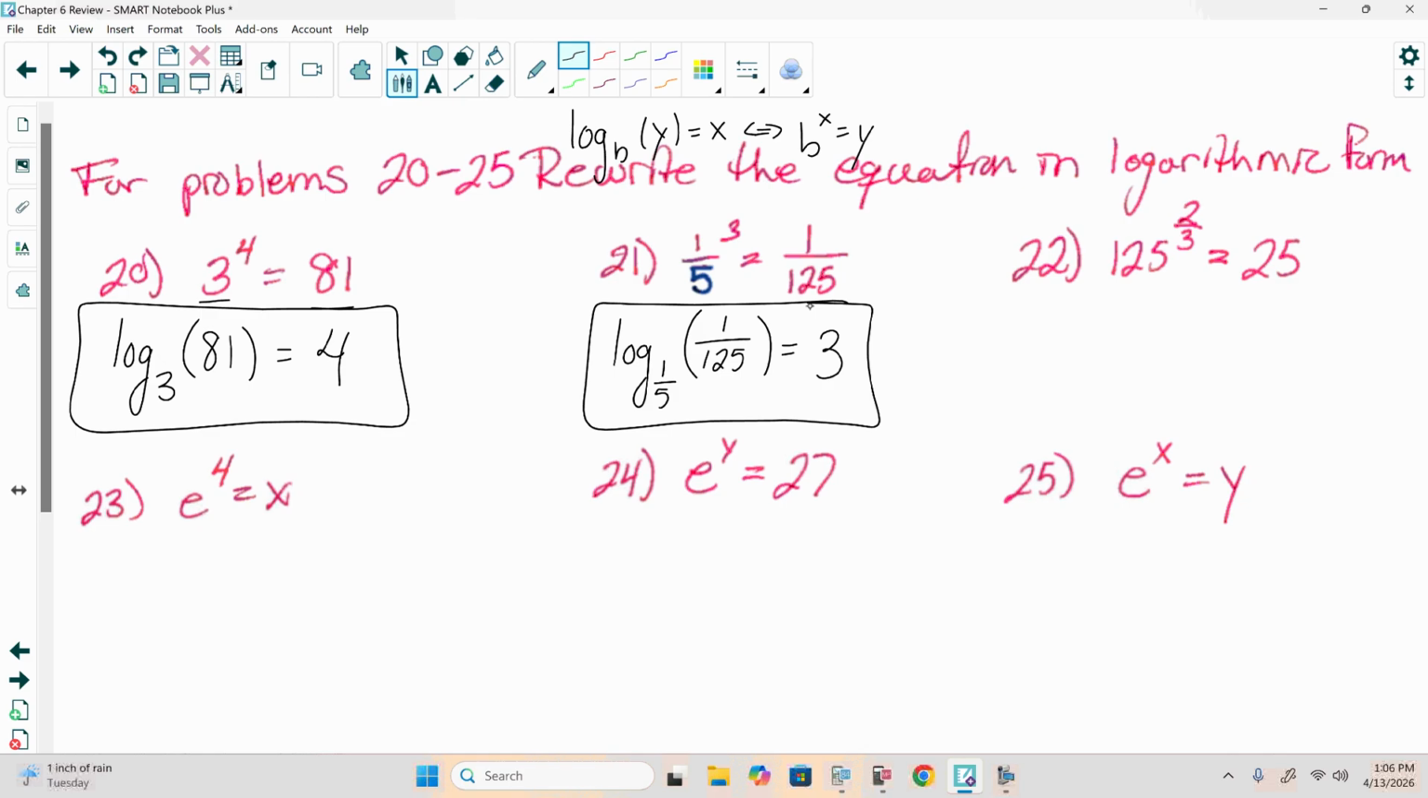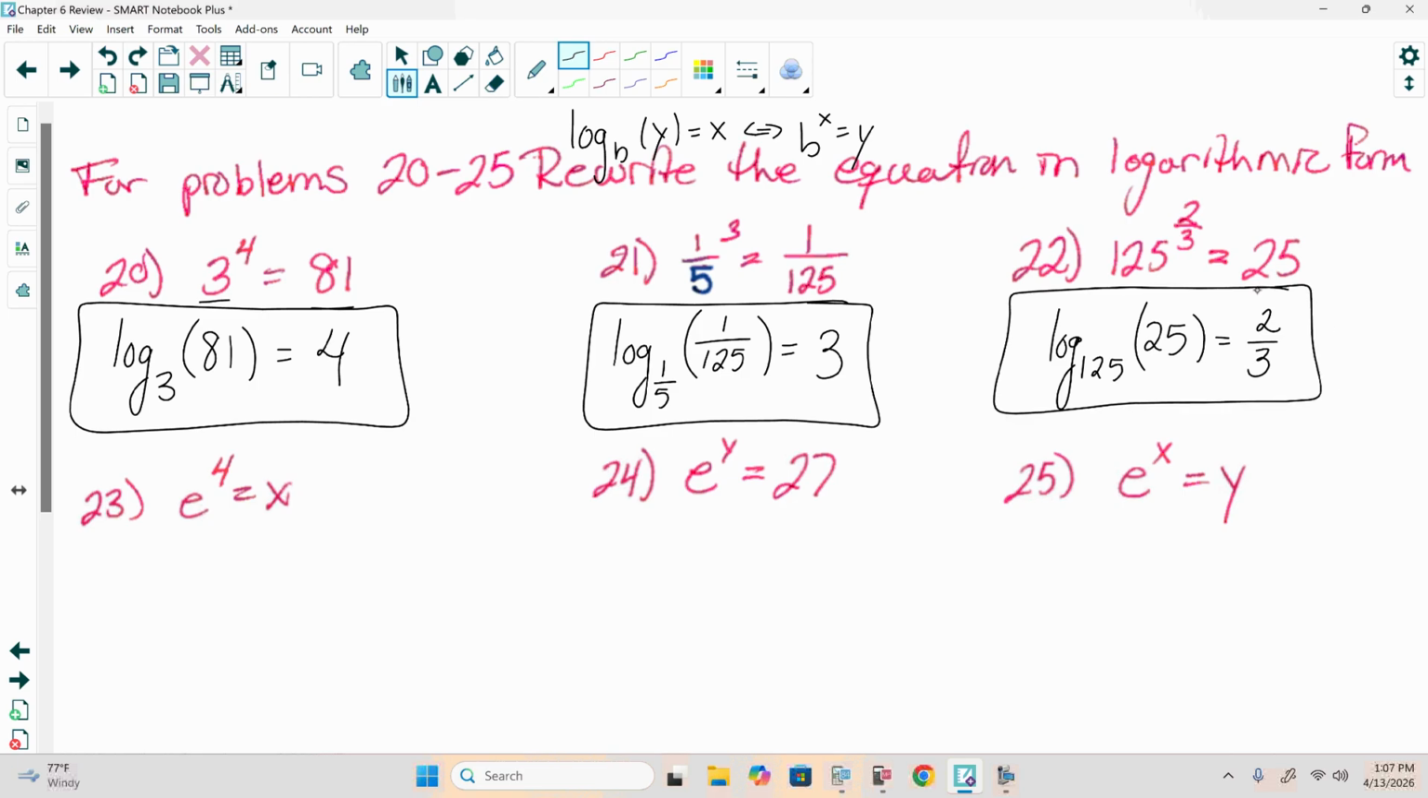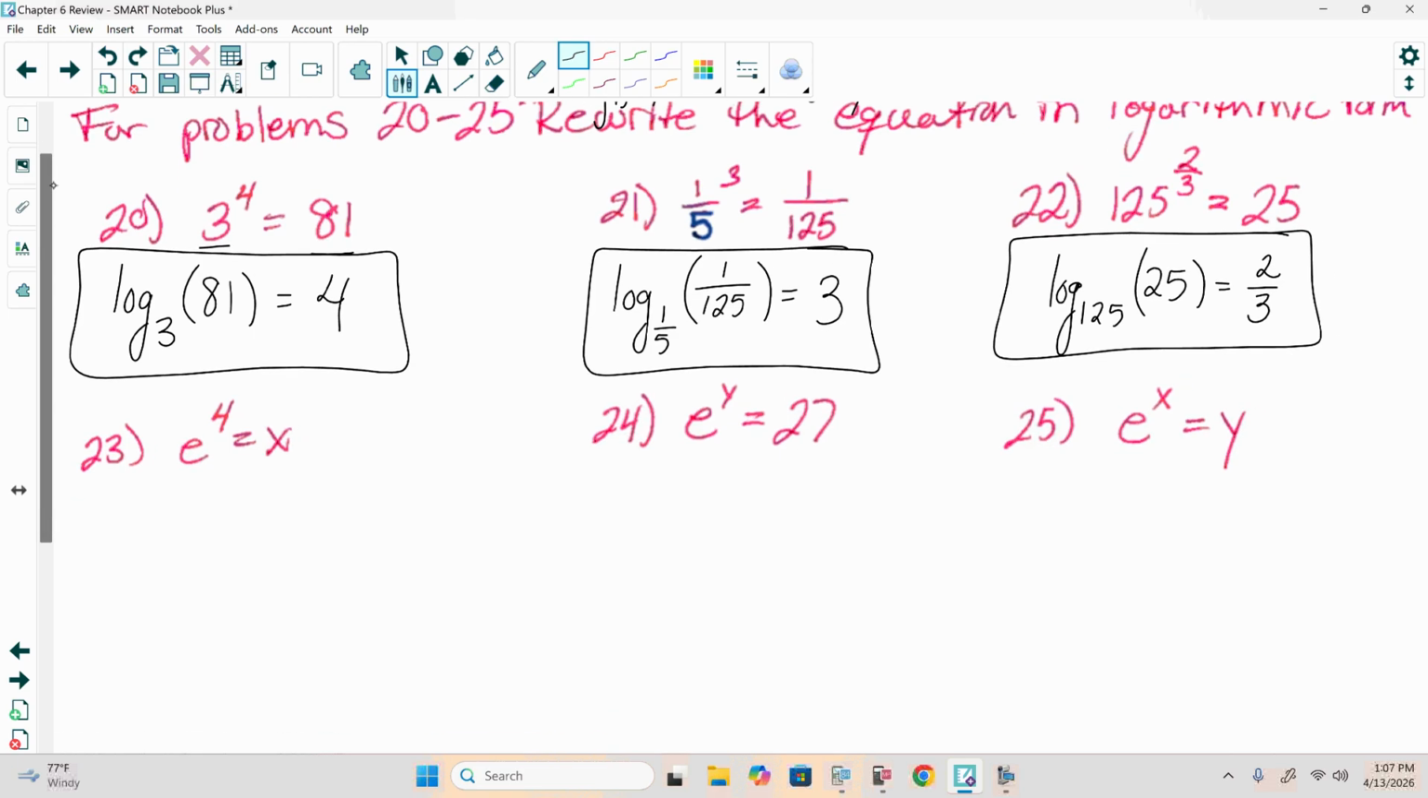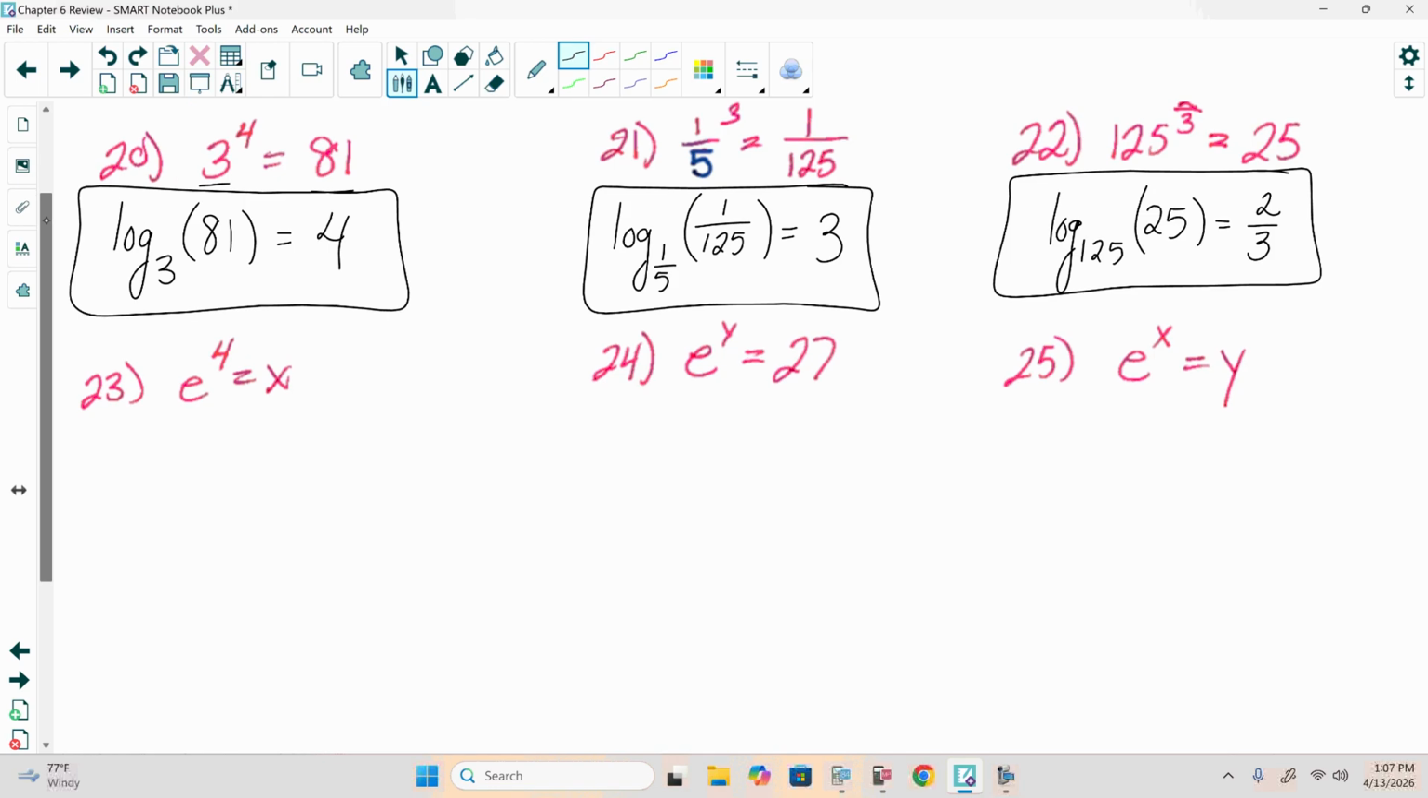Excuse me. How about the last one? Log base what? 125 of 25 is equal to 2/3. Questions on 20 through 22.